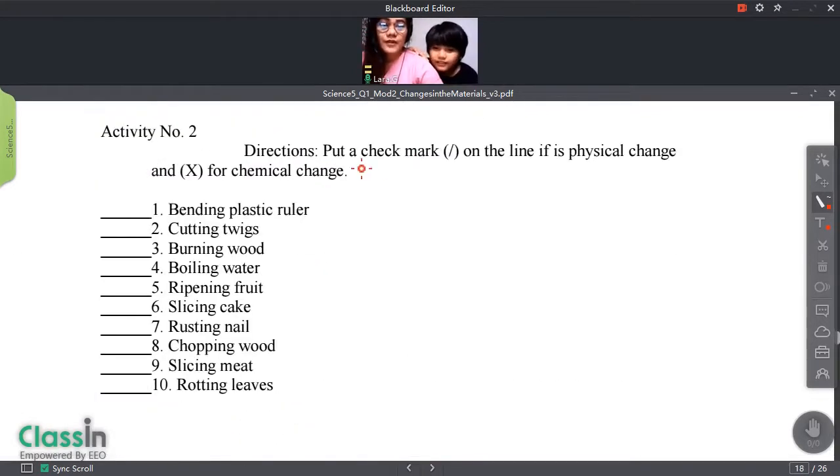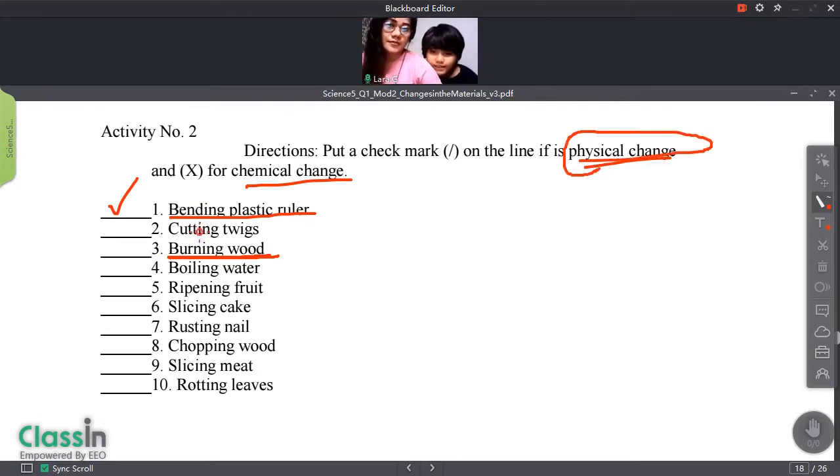Put a check mark on the line if it's a physical change. Bending plastic ruler: physical, so check. Burning wood, cutting twigs from a tree. Is burning wood a physical change? No, X, because it underwent a chemical change, since it produces smoke with oxygen.